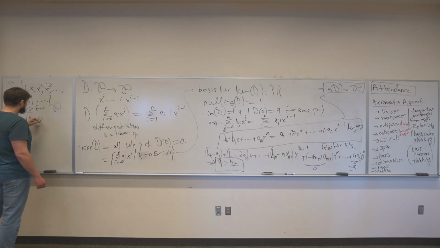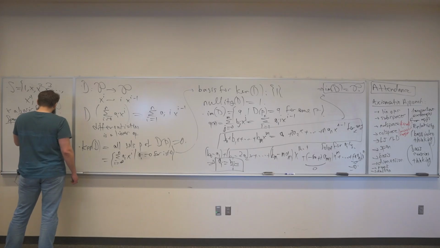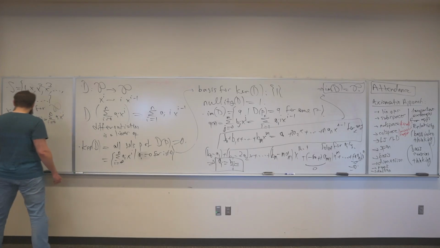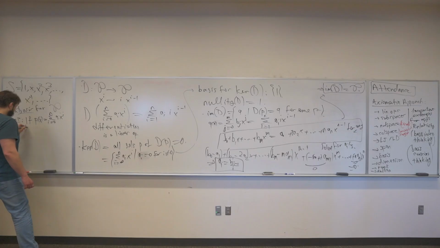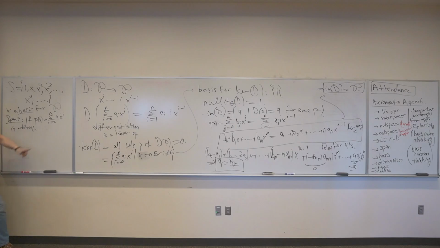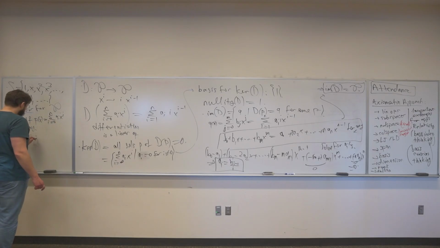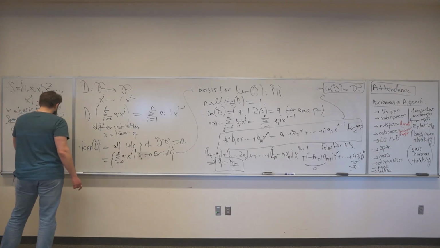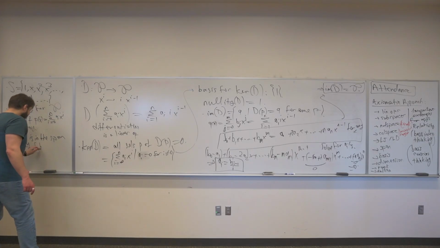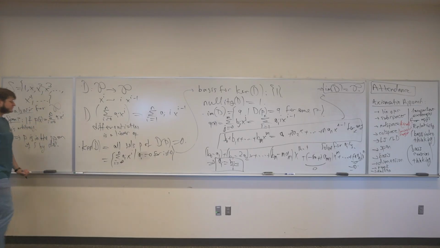If p of x is arbitrary, well, observe that I'm already writing a typical polynomial as the span of some vectors in this set. I'm saying take a0 times 1, a1 times x, a2 times x squared, and so on. This is already the typical element in the span. Right? So p is in the span of S by definition.